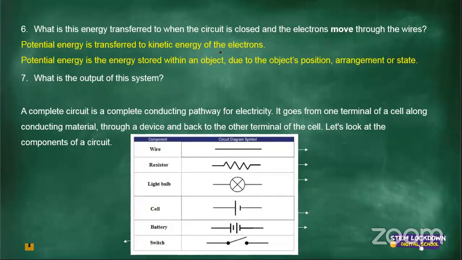So initially when you have a battery, if it's just in your hand, the battery is in a state of potential energy. Okay, but now when we connect the wires to the battery, and we make the circuit, this potential energy is now transferred to kinetic energy. And kinetic energy is moving energy. So the electrons start moving. Okay, so that's a definition for potential energy for you. So potential energy is the energy stored within an object due to the object's position and arrangement or state.